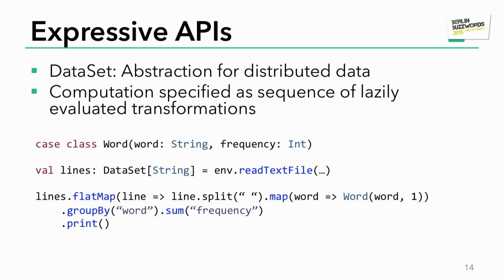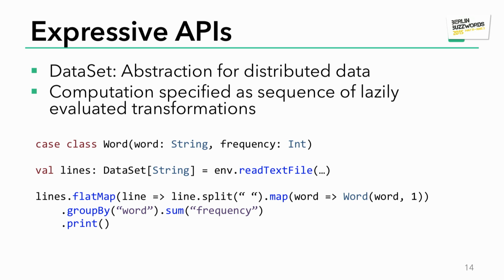Well, the goal is we have a text, and we want to count how often each word appears in this text. How can we do that? Well, first of all, we have to define some case class, which basically only stores for each word how often we have seen it. So there's a string and an int field.